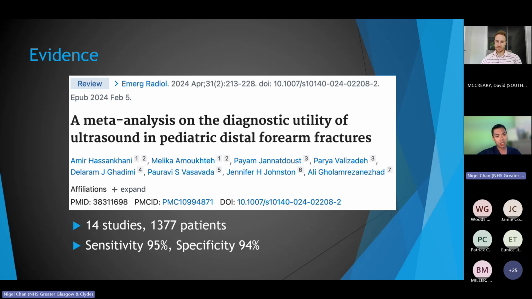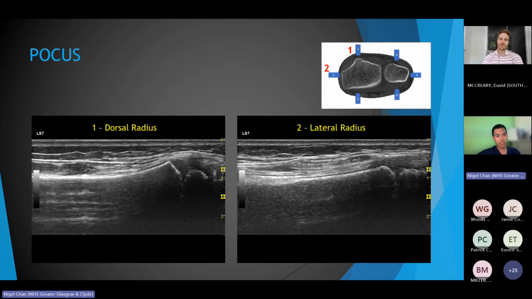This was a meta-analysis about using POCUS for forearm fractures in kids. Again, good sensitivity, specificity. You have 14 studies with over 1,000 patients. This is what normal looks like. So this is the dorsal and lateral, so 1 and 2 here, the radius. So that's what it looks like.